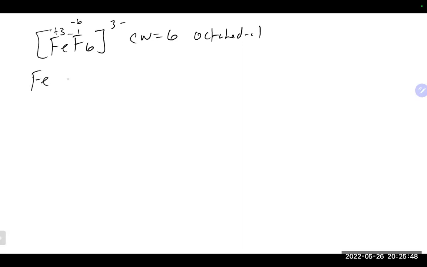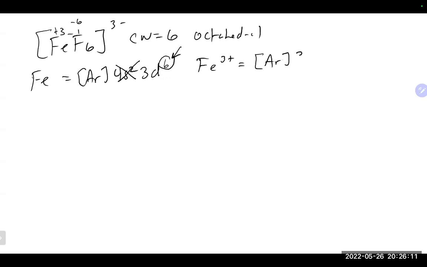Iron with no charge is argon 4s2 3d6. Iron here with a +3 charge means it's going to lose these 2 electrons right there. It's also going to take one of those electrons out from the d, and that means that we will end up with argon 3d5. So in terms of what we need to distribute here, it is these 5 d electrons in the d orbitals.